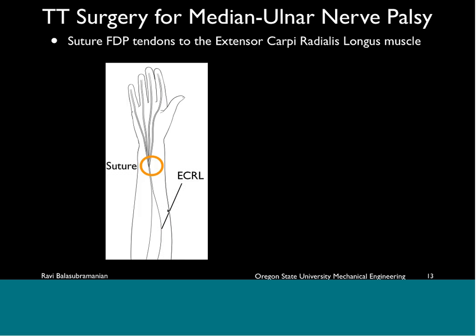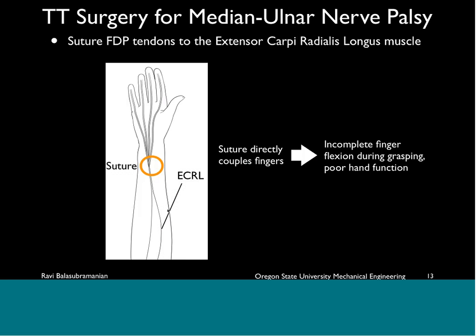Okay. Now, while this looks simple, this actually has some disadvantages to it. This procedure allows the person to move their fingers in a coupled fashion, as though you're waving bye-bye to somebody. The problem is that this coupled finger movement affects grasping tasks. Okay, because now if one finger makes contact with the object and stops, the other fingers also have to stop because of the coupled movement.